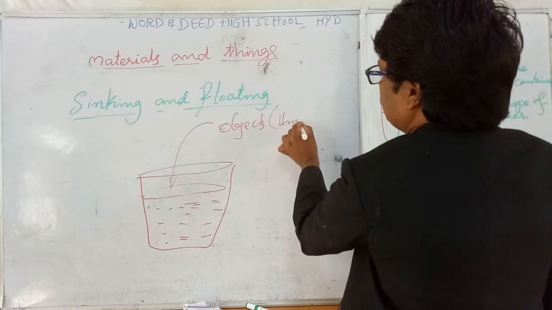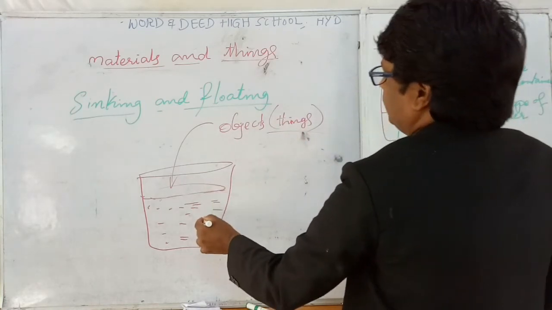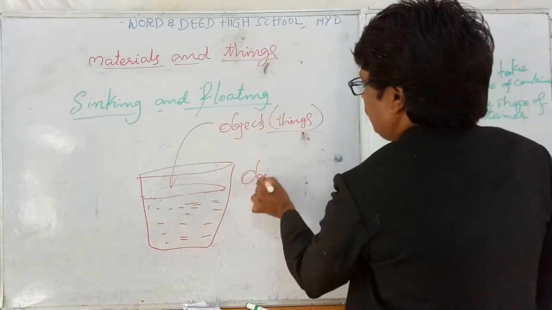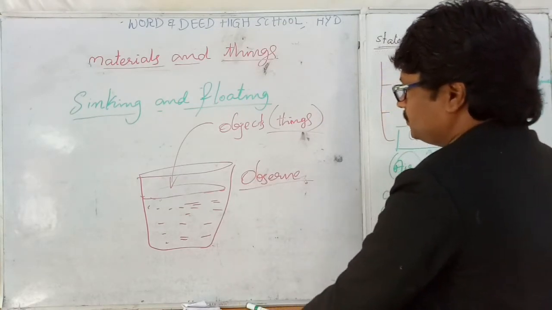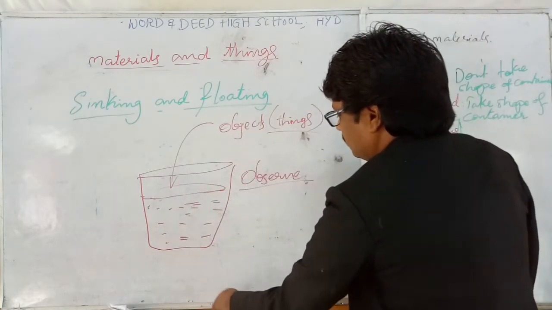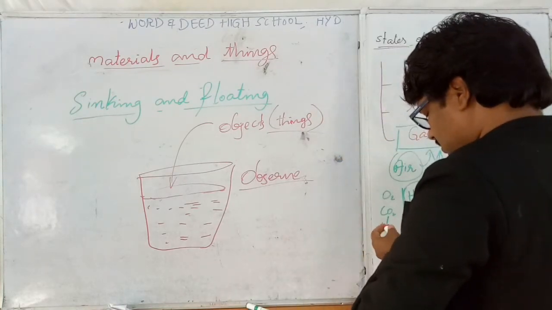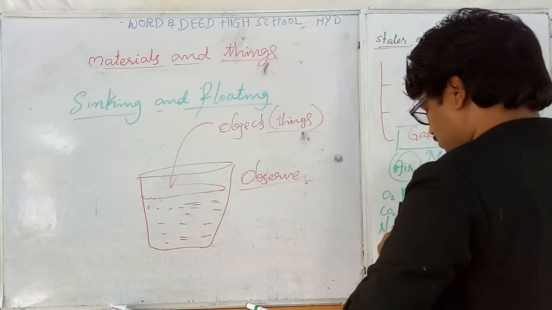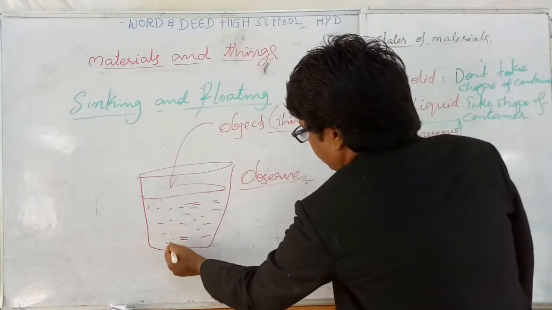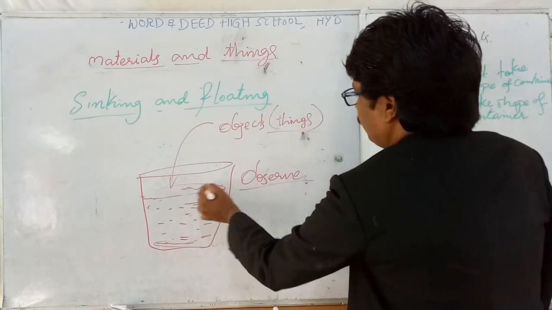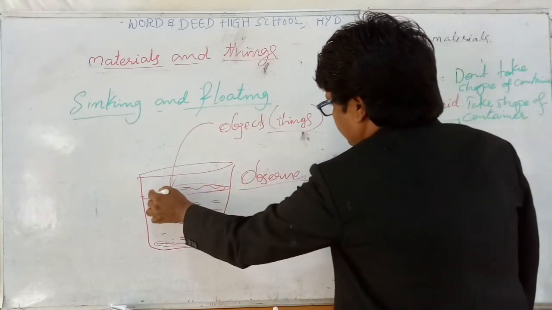Objects are things. Drop them and observe. What do you have to observe after you drop the objects in the water? Some of the objects go deep into the water, go to the bottom of the tub. Some of the objects go down and settle at the bottom. And some of the objects float on the water surface. Some of the objects remain on the surface of the water.